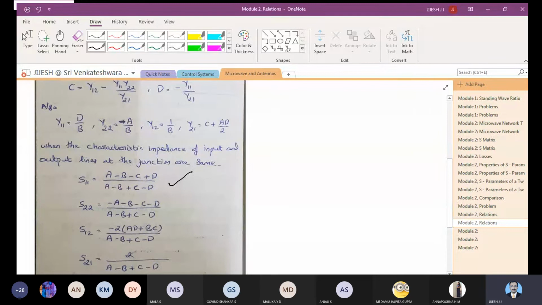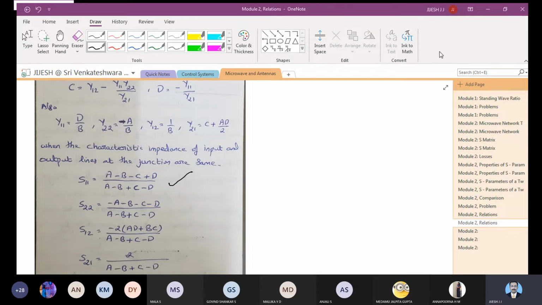And further, if you go with S12, you will be having minus 2 into AD plus BC divided by A minus B plus C minus D. So if you go with S21, it is 2 divided by the same denominator A minus B plus C minus D. So it is easy to remember as well. You can see there is a certain pattern by which you can remember these things. So you can see that it is A minus B minus C and D.